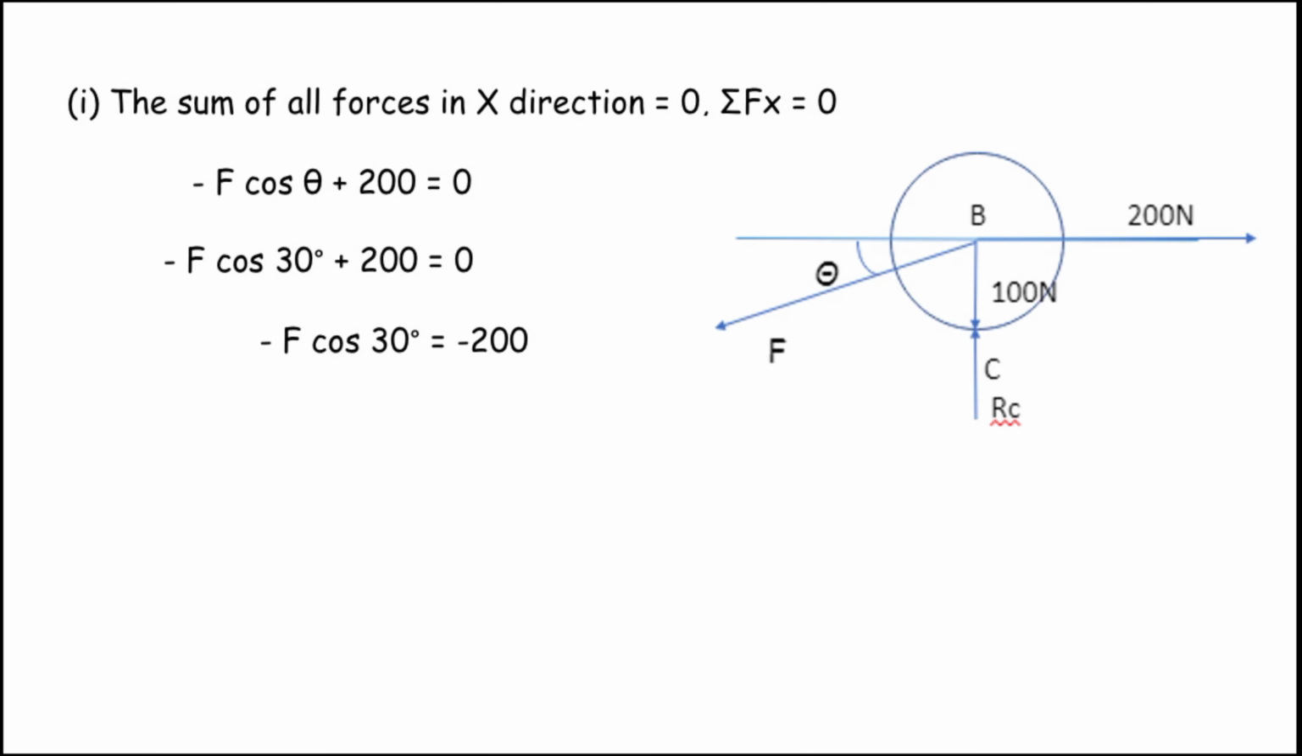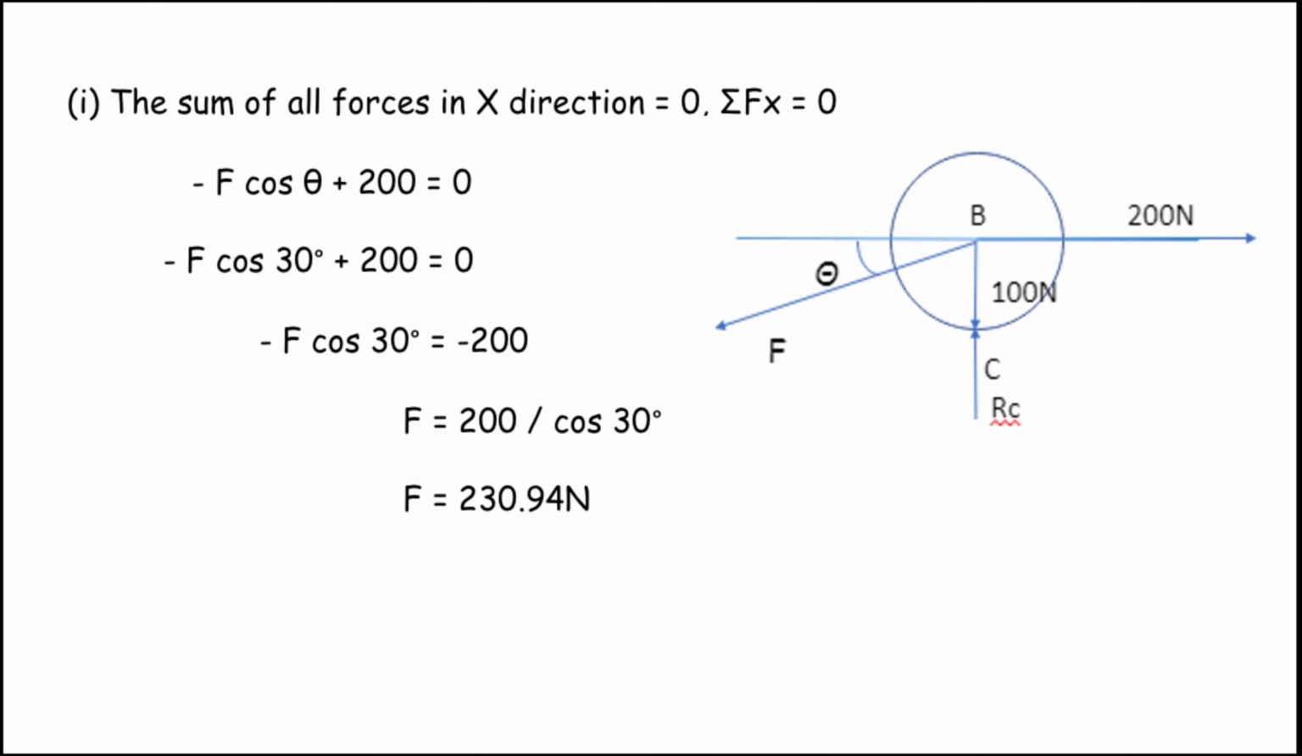Now, I am cancelling the minus on both sides and transferring the cos theta from left to right. It becomes divided. So, F equals 200 divided by cos 30. The force F equals 230.94 Newton. Now, we found the tension in the bar AB. The force is 230.94 Newton.